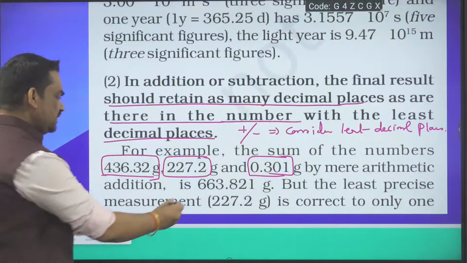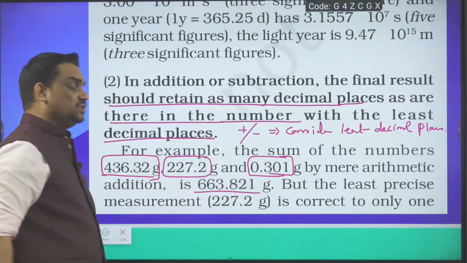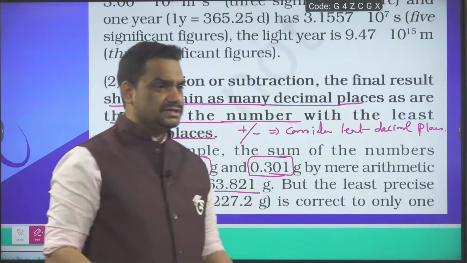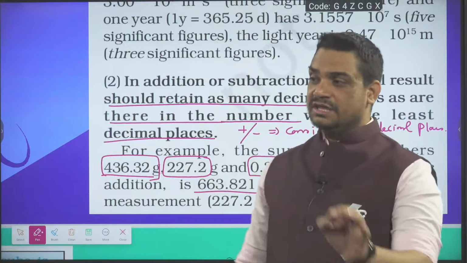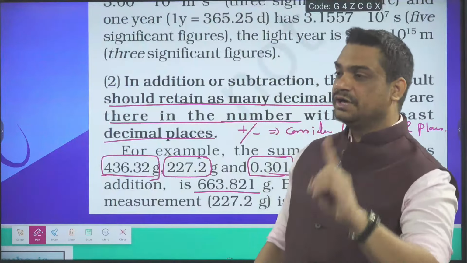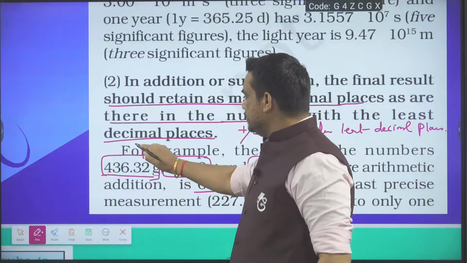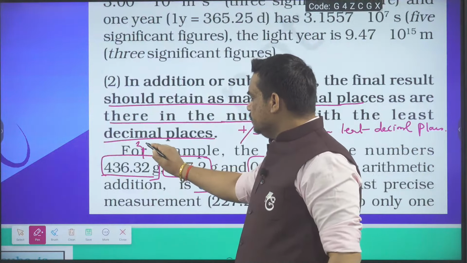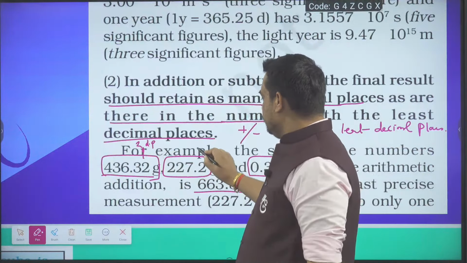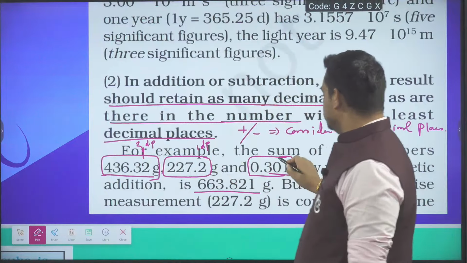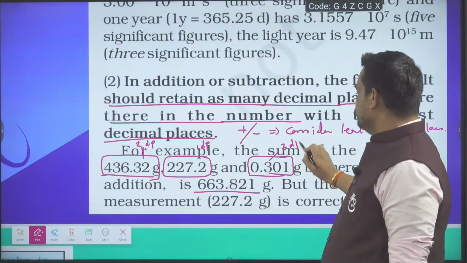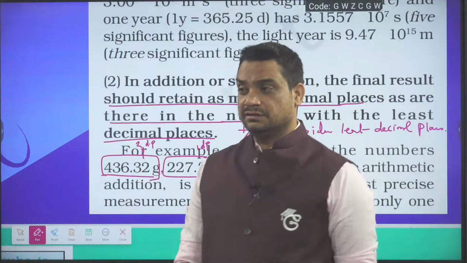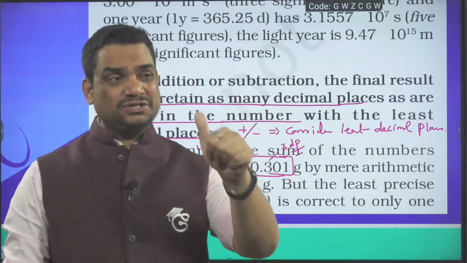Normally when we add this one, we are getting 663.821, okay? We can easily add 663.821. But this is not the answer here. The answer we have to give, in this one, 2 decimal places are there, okay? Here, 2 decimal places. In this one, 1 decimal place. And here we can say 3 decimal places. Your answer should be in the 3 decimal place, in the 2 decimal place, or in the 1 decimal place.